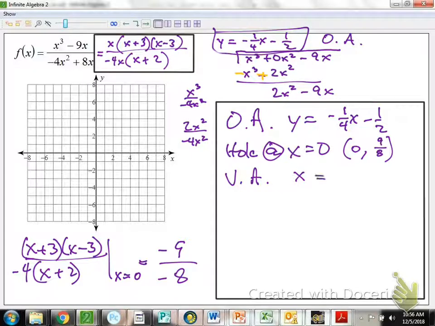X equals negative 2 is the root of x plus 2, right? So you've got x plus 2. What's the root of that? It's negative 2. All right.